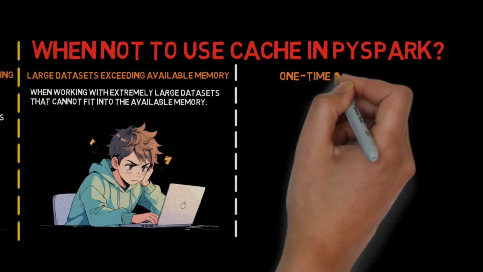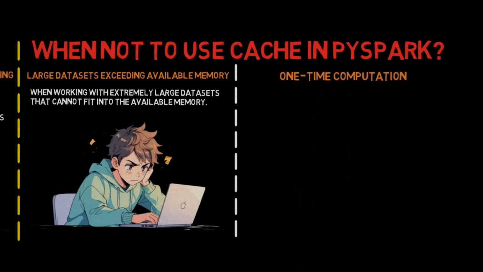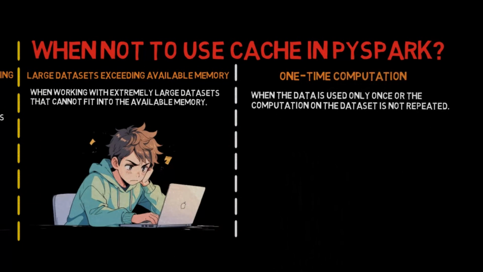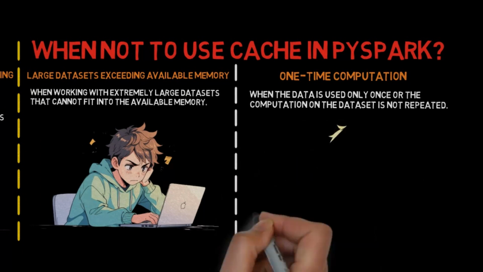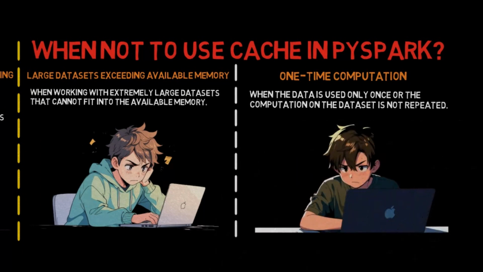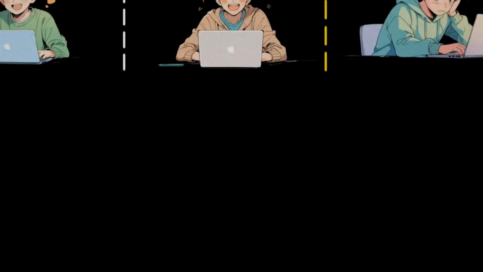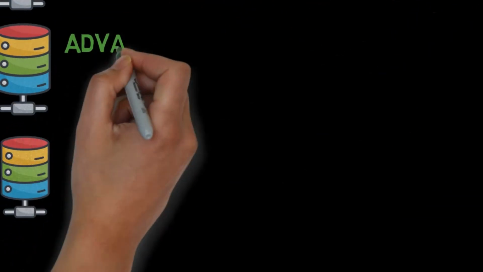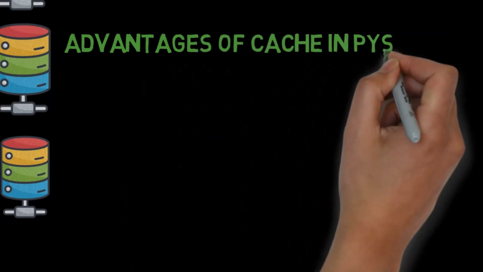One-time computation. When the data is used only once or the computation on the dataset is not repeated. For example, if a dataset is processed through a series of transformations and actions only once, caching it will not provide any performance benefit. Caching introduces overhead by storing the data in memory, which is unnecessary if the dataset is not reused.